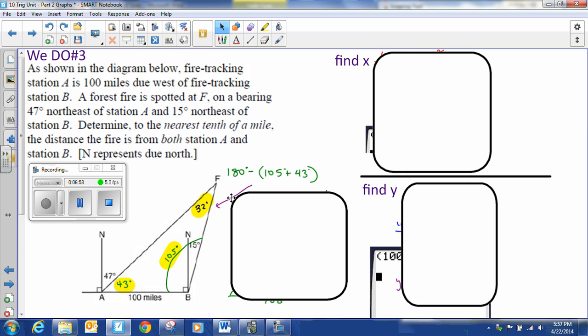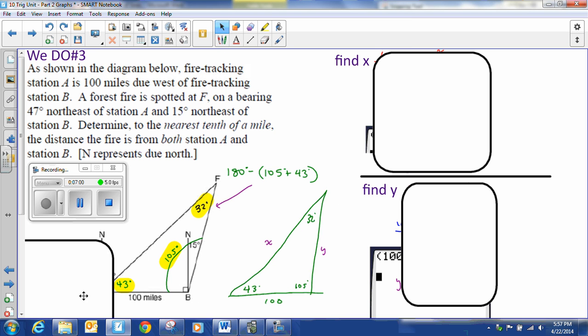So what I did was I basically redrew this diagram into essentially all we need, which is the triangle. So this is 100, this is 43, 105 degrees, and 32 degrees. And I labeled our two unknowns with x and y. This is what we're trying to figure out. So the first part, we're going to find x, and the second part, we're going to find y.